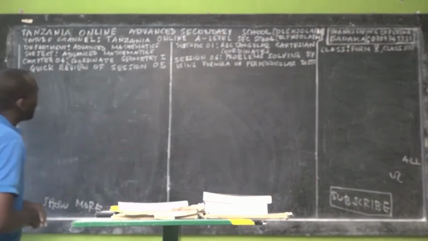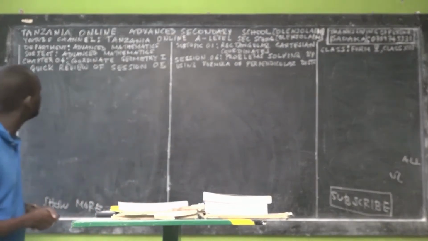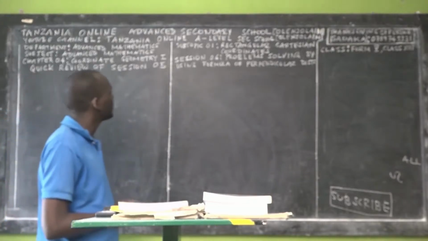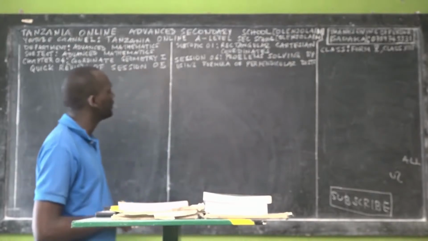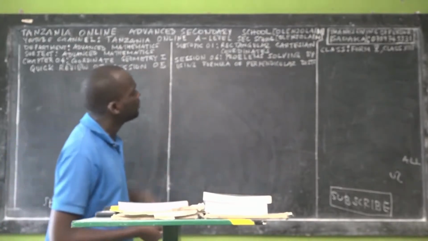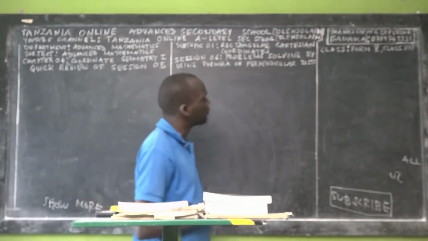So we are in chapter 4 called Geometry 1. I would like to do a quick review. We are in the first subtopic called rectangular Cartesian coordinates, and this is session 6, problem solving by using the formula of perpendicular distance.